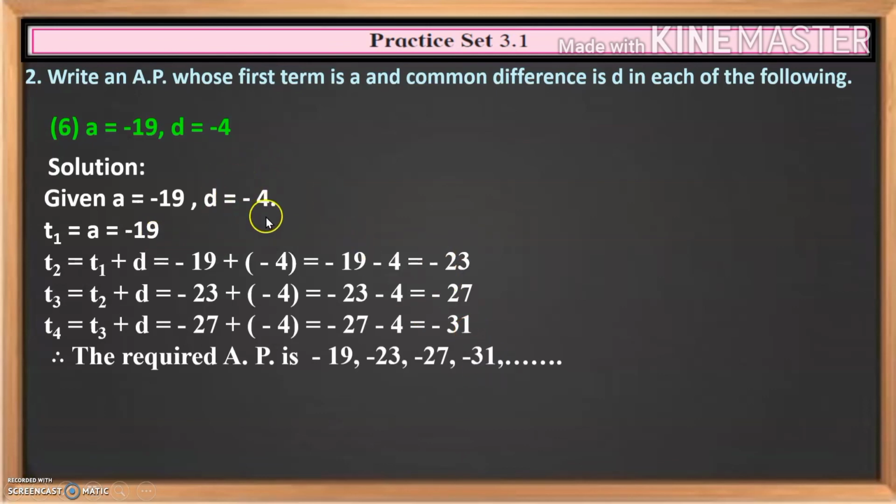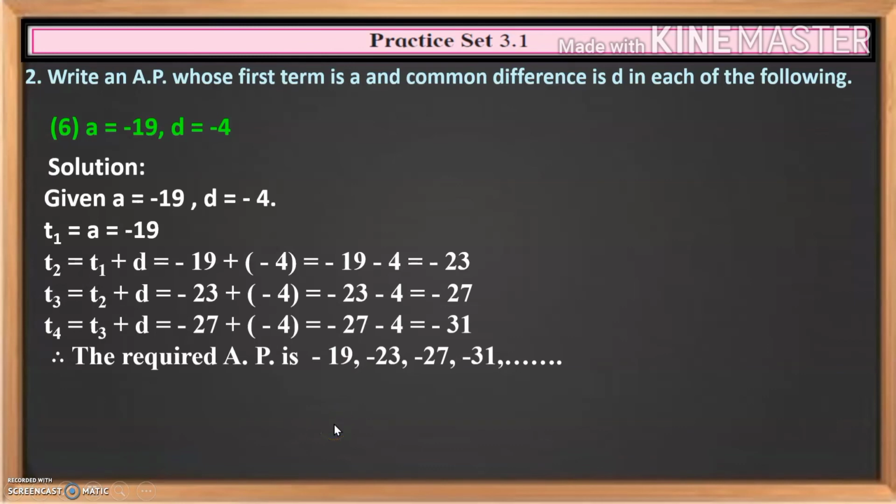Students, note here D was negative. So these numbers are in the descending order. This is the greatest, from big to small. Negative numbers, this is a negative 19, so this is greater than these numbers. So we have seen earlier, when D is negative, the AP is decreasing, that is in the descending order.